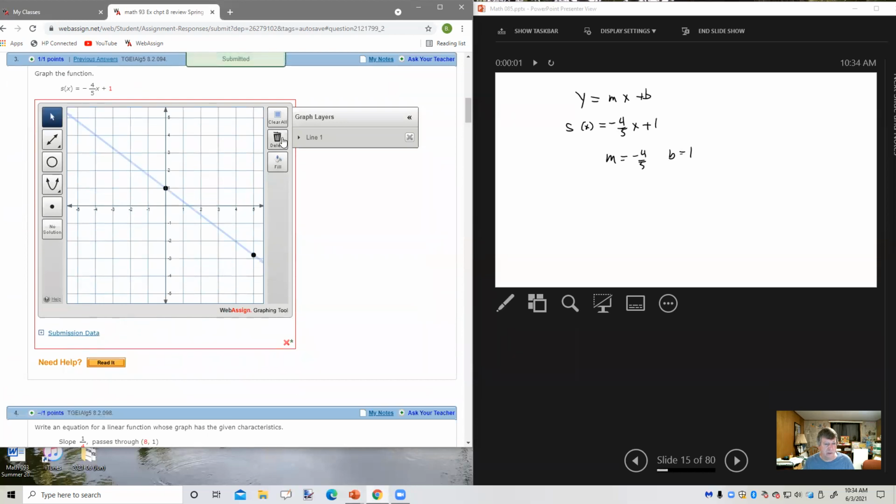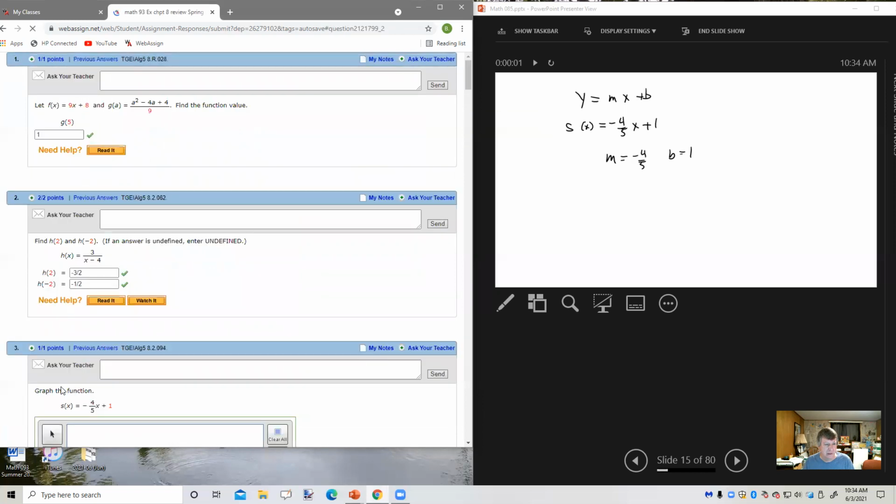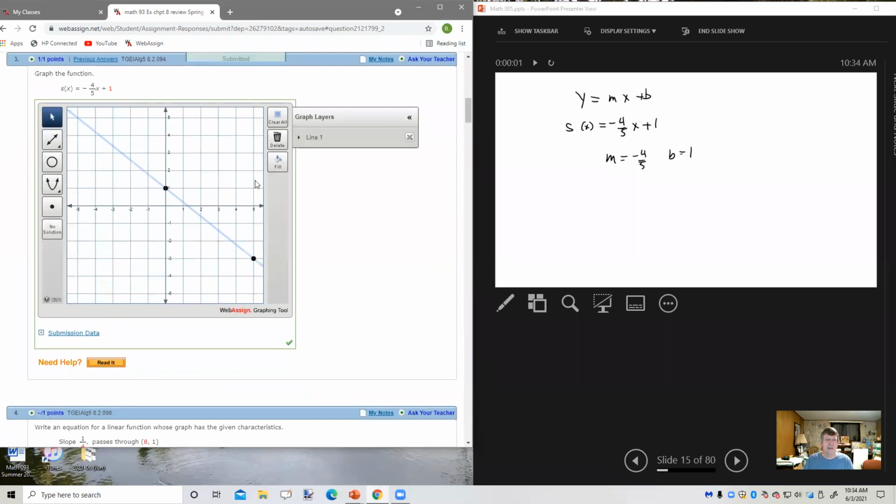Now, another way you could, oh, it says it's wrong. My point got slightly off there. So I'll come down here and I'll change that to what I wanted that to be, 5, negative 3. There we go. And again, that shows you how you can fix points, just to remind you. Come in here and check the ordered pairs.